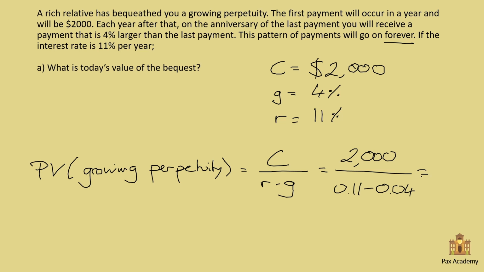And if you plug this into the calculator, you should get that the present value of this perpetuity is 28,571.43. And so this is today's value of the bequest. And this is how to calculate the present value of a growing perpetuity.